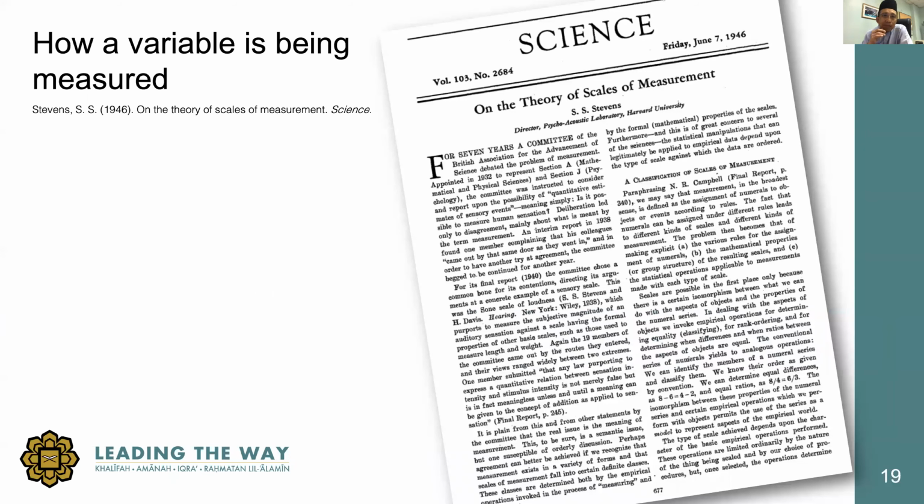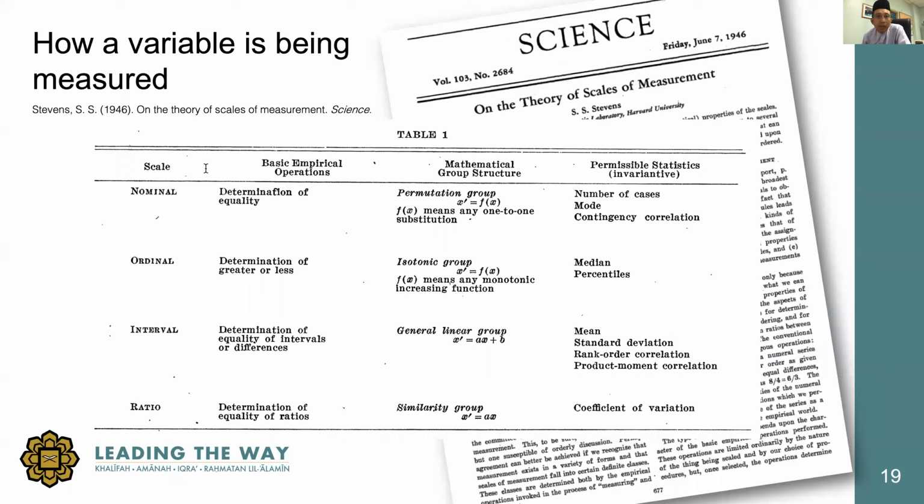There are many books about variables. This has been mentioned since 1946: nominal, ordinal, interval, and ratio. Nominal, ordinal, interval, and ratio. This has been talked about a lot, so I'm not going to go into detail. This is a very simple topic. Please go back and read the differences between nominal, ordinal, interval, and ratio.